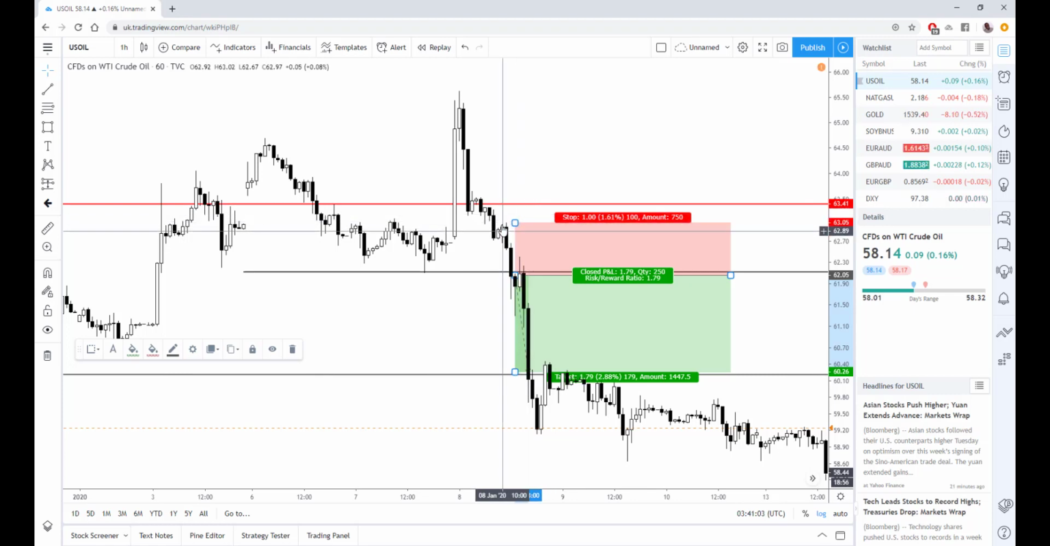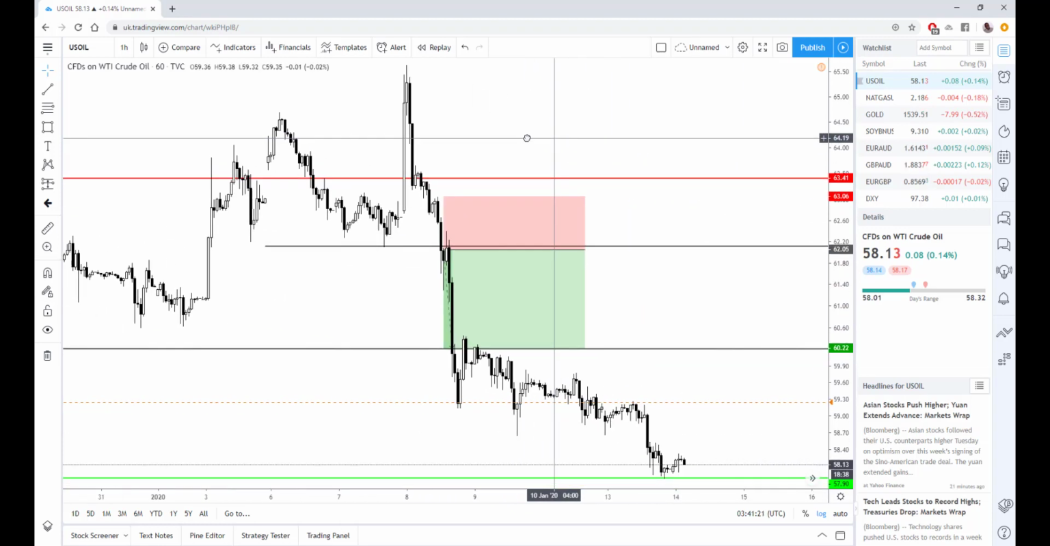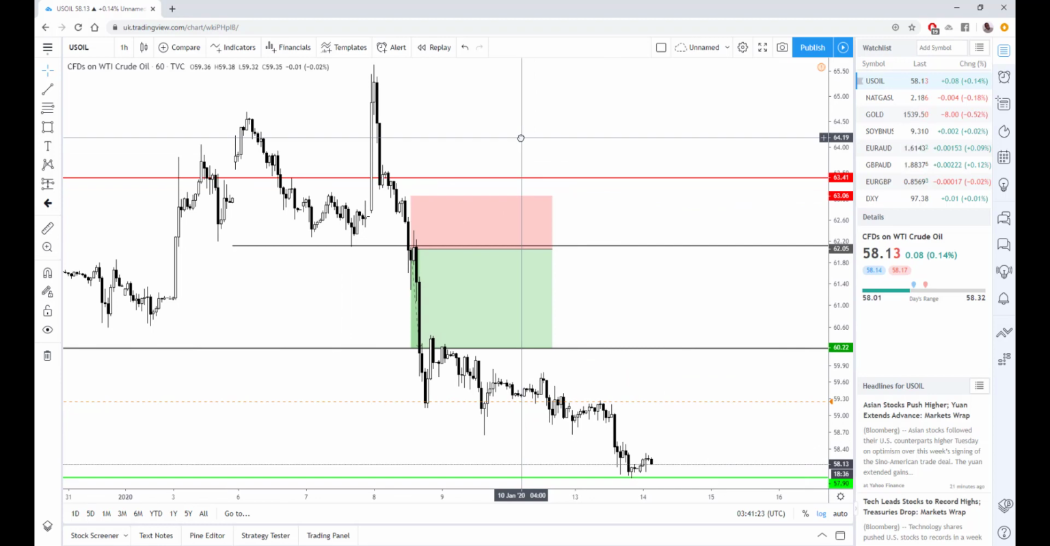So I prefer using the last swing high prior to price breaking this low here. So if that's the case, then the stop goes here, and then your target is the 50%, and as you can see, boom, it drops there, easily done, you move on.